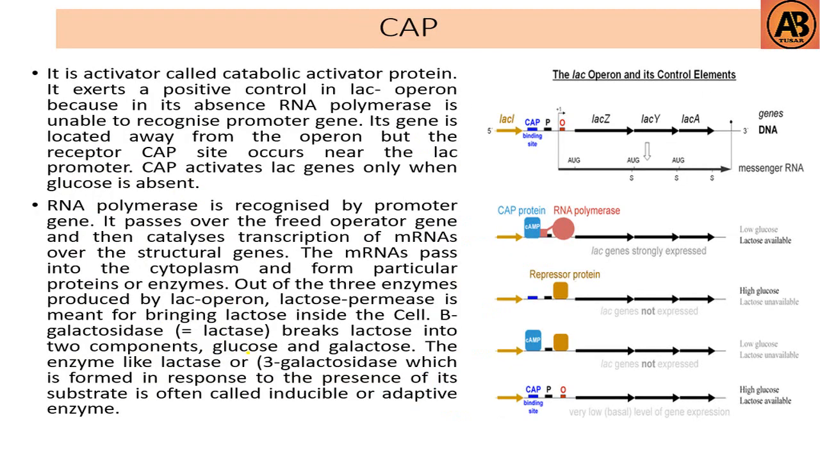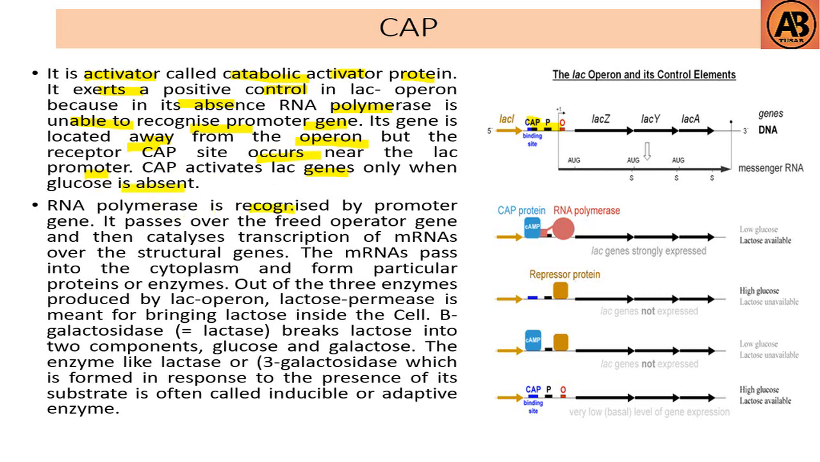Then cap gene or cap protein. It is an activator called catabolite activator protein. It exerts positive control in Lac Operon because in its absence RNA polymerase is unable to recognize promoter gene. Here you can see the cap gene. Its gene is located away from the operon, but the receptor cap sites occur near the Lac promoter. Cap activates Lac genes only when glucose is absent.